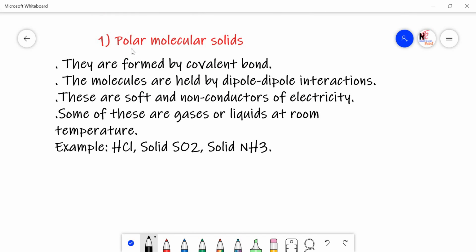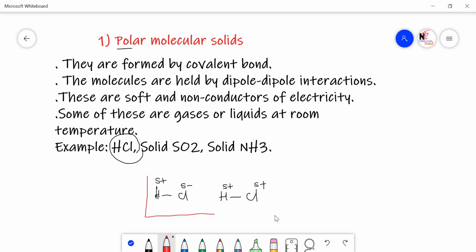But here we said polar. So the molecules are having the polar covalent bond. If you take the HCl molecule, let us take HCl here. Due to the electronegativity difference between the hydrogen and the chlorine, chlorine gets the partial negative charge, hydrogen gets the partial positive charge. Here also same, partial positive charge and partial negative charge. Now these are the two dipoles, negative dipole and positive dipole of different molecules.